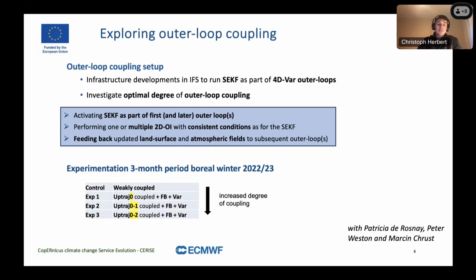The control one is our current weakly coupled system, and there are 3 different experiments around it which have a different degree of coupling. The first one has the SEKF only activating the first outer loop, and then consecutively enabling the SEKF in more outer loops.